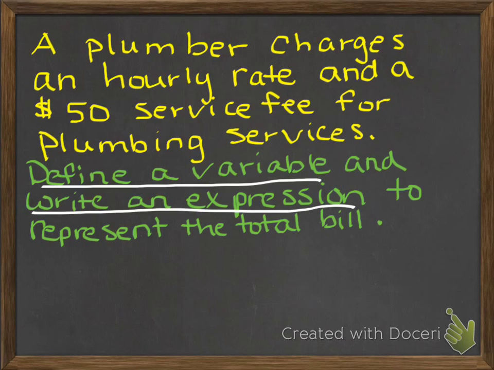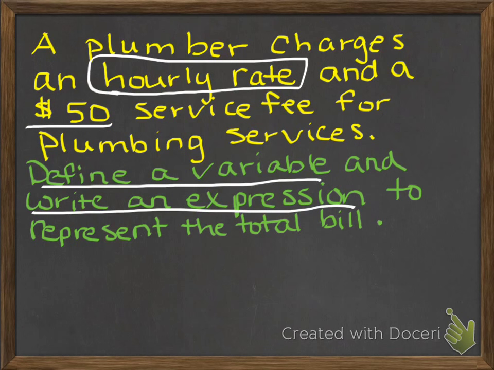The first thing we're going to look at is that it needs us to define a variable. So we need to look around and see what part we don't have. So it says a plumber charges an hourly rate. Okay, so I'm going to put a box around these words, hourly rate right here, and a $50 service fee. Okay, $50 service fee. So right away, we know that that service fee is a flat rate that they need to pay. So that's going to be our plus 50 immediately.